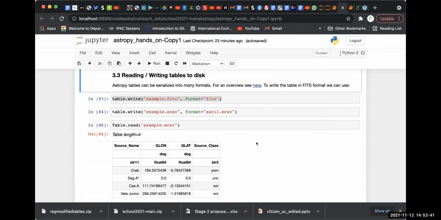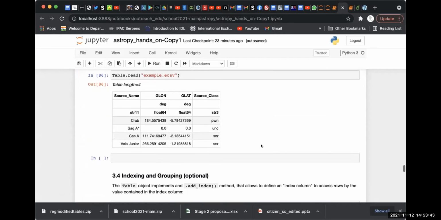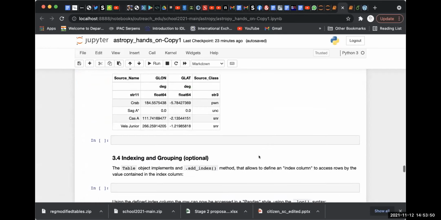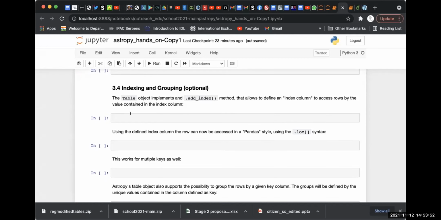We did another method earlier. Today we are seeing another method. Now what we are going to see is indexing and grouping. This is also a very interesting thing. You can actually add an index.